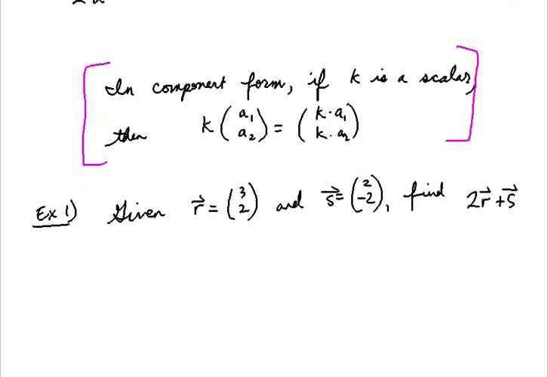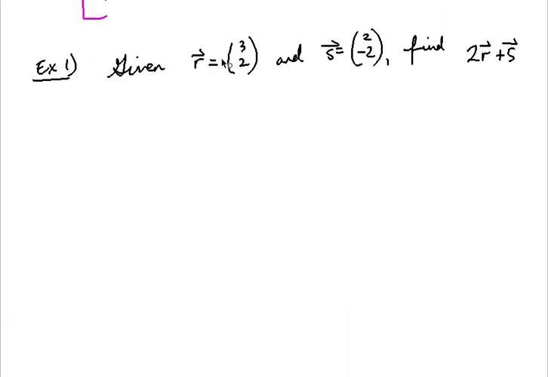All right, so let's do one example here. Given r is (3, 2) and s is (2, -2), what is 2r plus s? Well, let's just use substitution here. I have 2 times (3, 2) plus (2, -2). That's really what I'm doing here, isn't it? So what would happen to this term right here? This should result in another vector, right? And then I'll be adding a vector plus a vector.